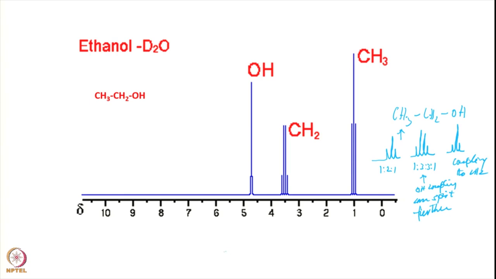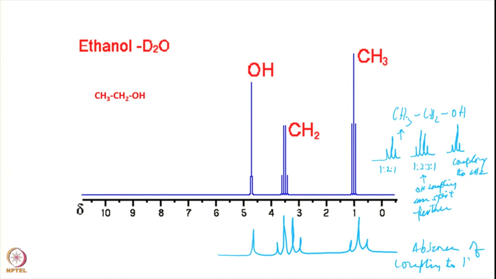So let me draw that situation here as well. When you do not see the coupling, then it will be a single line here, and this will be the situation in the absence of coupling to the OH protons here, okay. That is how the spectrum will look like.